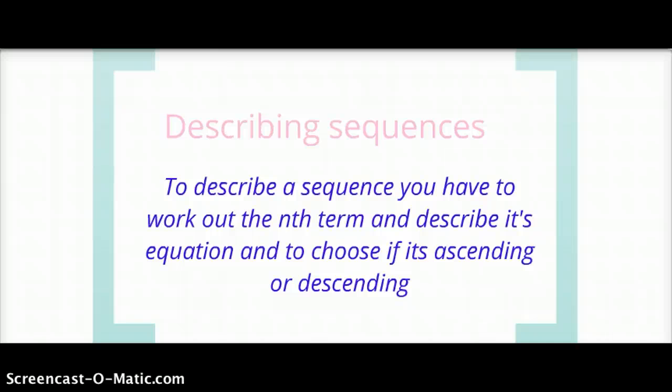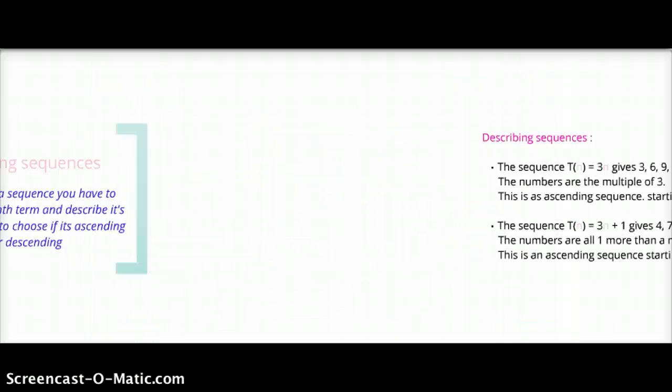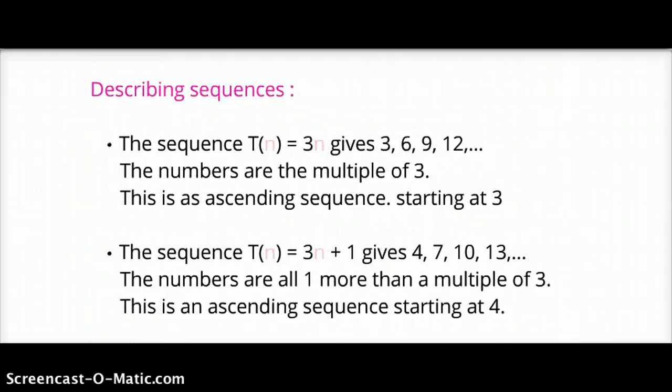Now I'll explain how we describe sequences. To describe a sequence, you have to work out the nth term, describe its equation, and choose if it's ascending or descending. So now I'll show you the correct way to describe. The sequence t n equals 3n gives 3, 6, 9, 12. The numbers are the multiples of 3. This is an ascending sequence, starting at 3.